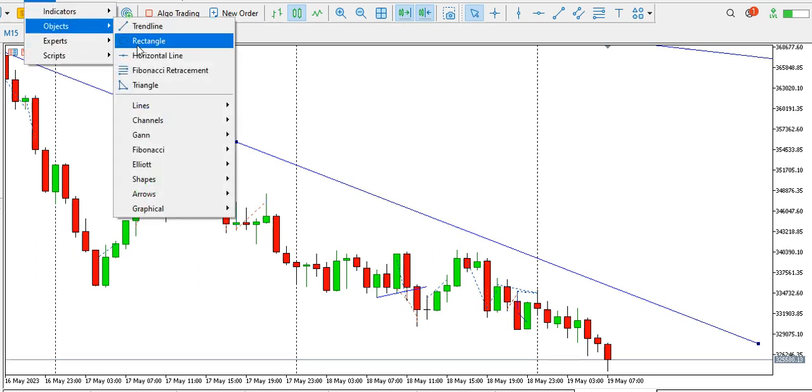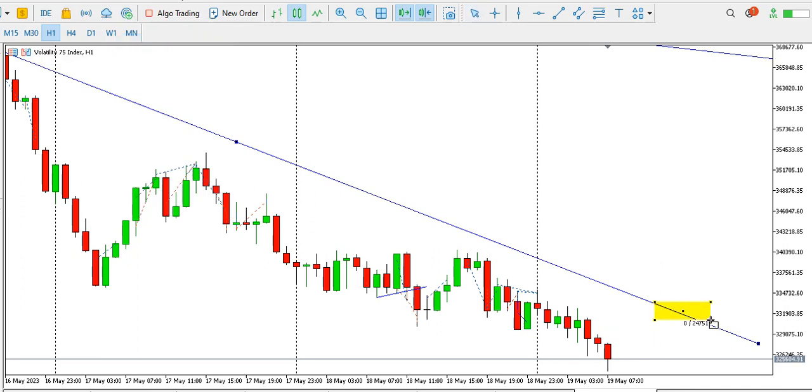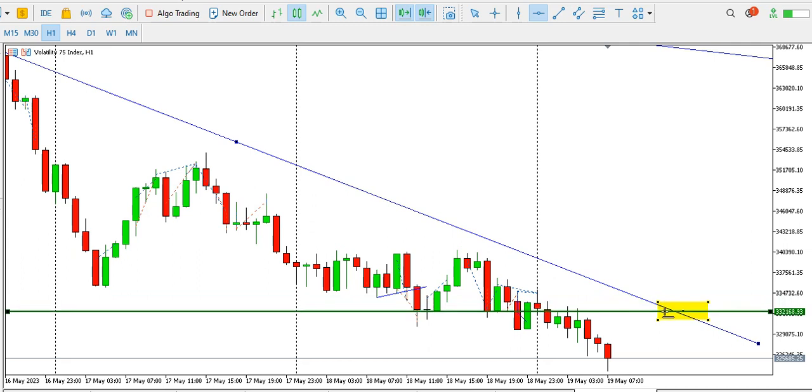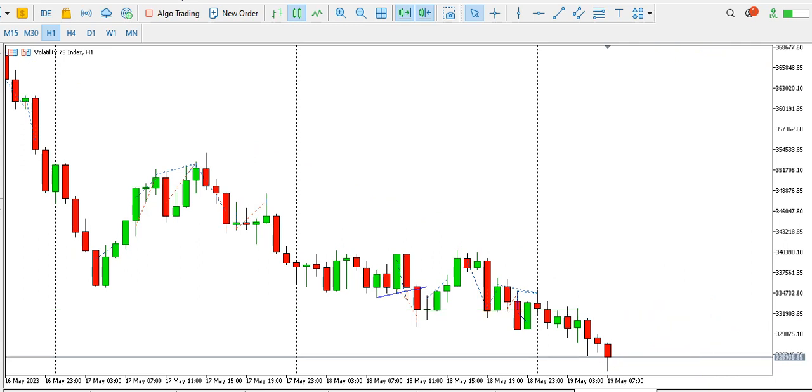It's going to retrace. It might retrace up to this point where we have the 332168, but every retracement is an opportunity for you to enter a sell trade. So look for short opportunities. Look to sell V75 for now. Okay, that's that on the 1-hour time frame.